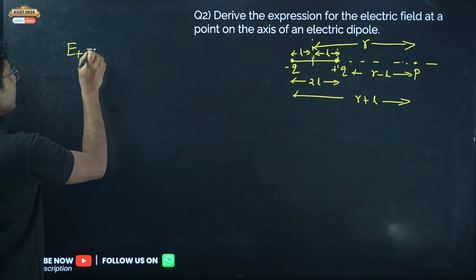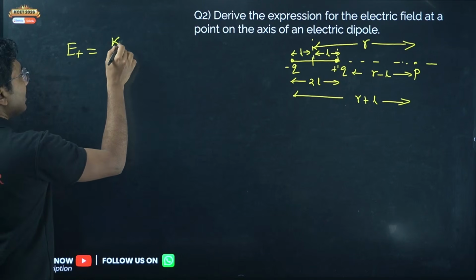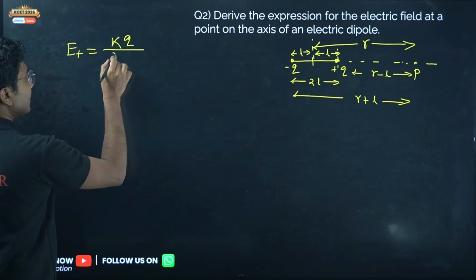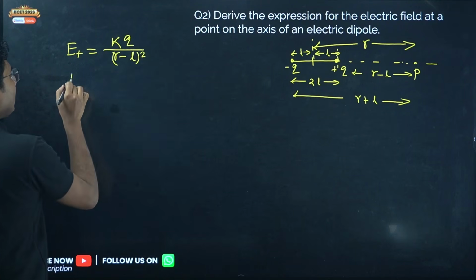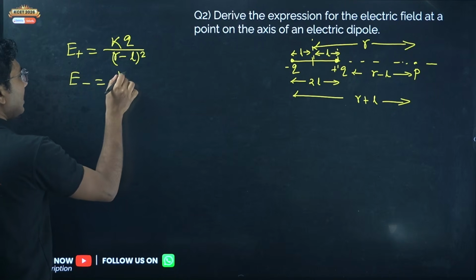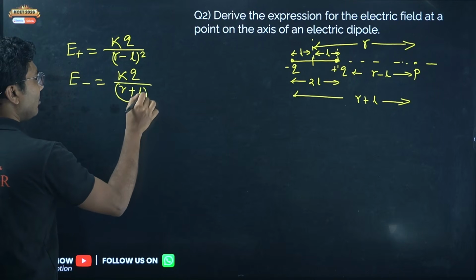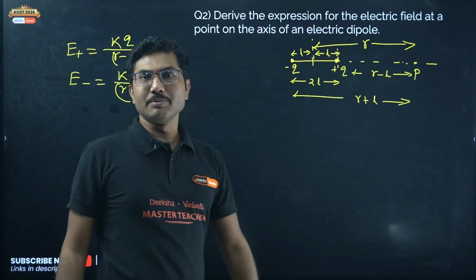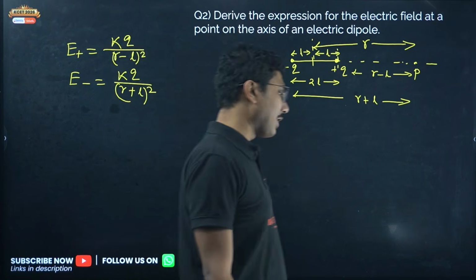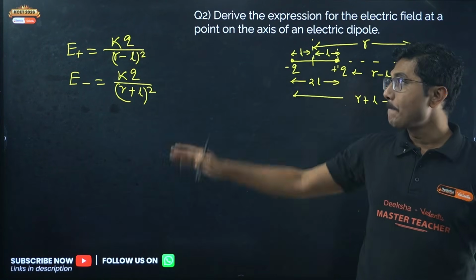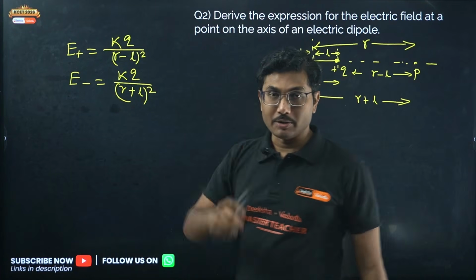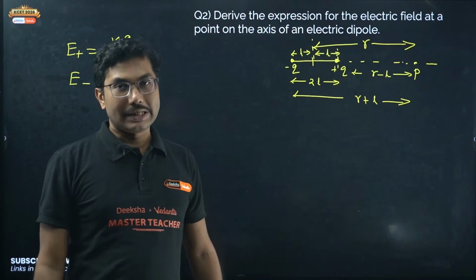Electric field due to the positive charge is KQ divided by the distance, that is (R minus L) whole square. What about the electric field due to the negative charge? Same formula, KQ by (R plus L) whole square. Now the direction is important, because as I mentioned, whenever you calculate electric field, the sign of the charge is not important, direction of the electric field is important.